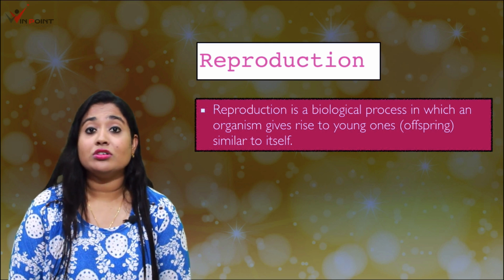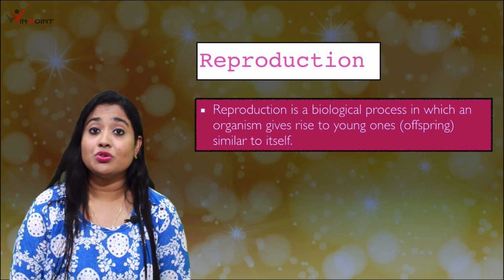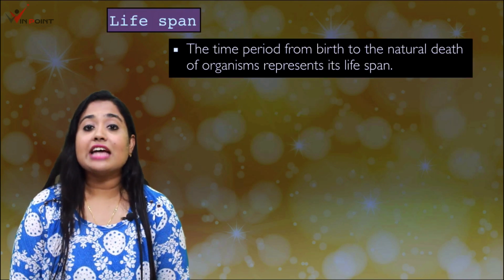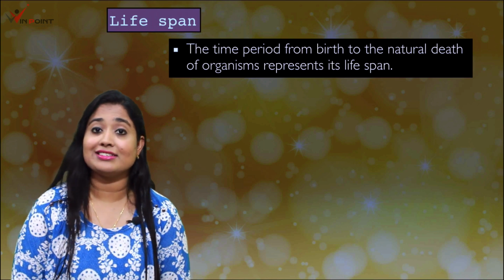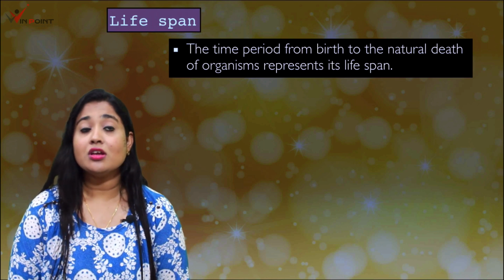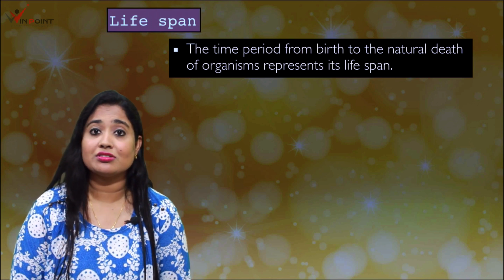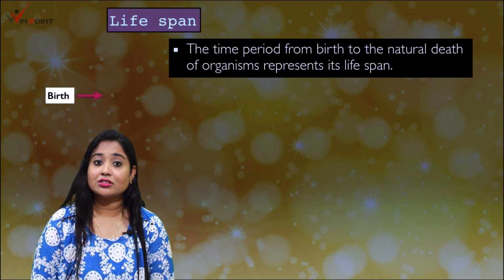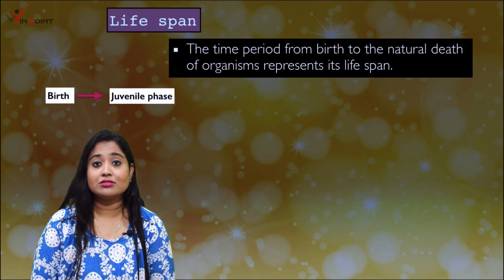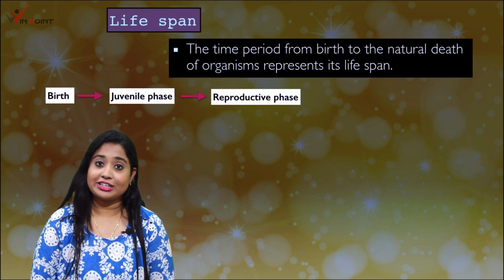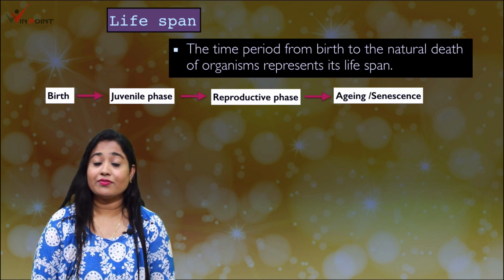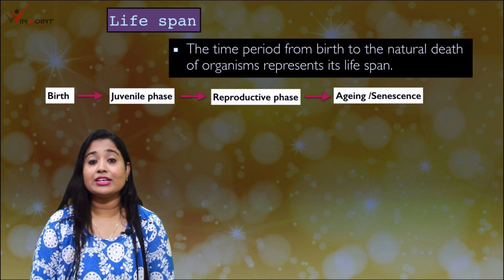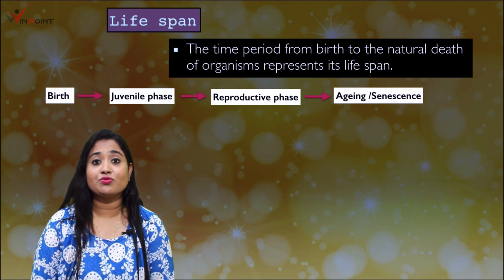Before studying about the types of reproduction, we should know what is lifespan. The time period from the birth to the natural death of an organism represents its lifespan. The lifespan includes various stages: birth, to a juvenile phase, to a reproductive phase, to aging, which is also called senescence. Aging is for human beings, whereas senescence we use for different organisms, to death.